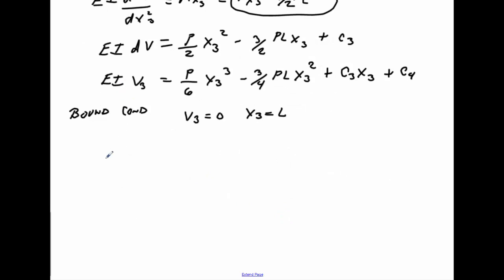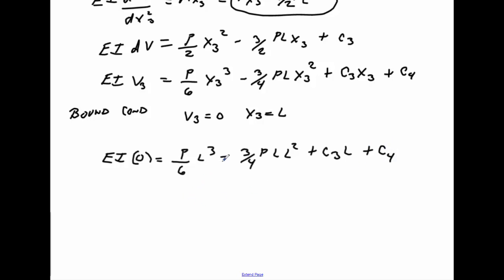Okay, so we go back up to here and we say that E I times 0 is equal to P over 6, we let x3 be L cubed, minus 3 over 4, we've got P, we've got L, we let this be L squared, and then we have plus C3 L plus C4. That's all we can do here. At least these we can combine here. So when we do that, we can add these two together. Let's see, we go up to 12. That'd be the fastest thing we could do.